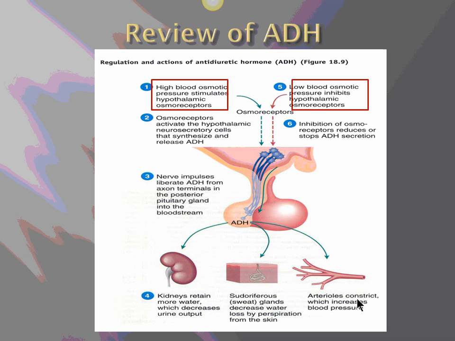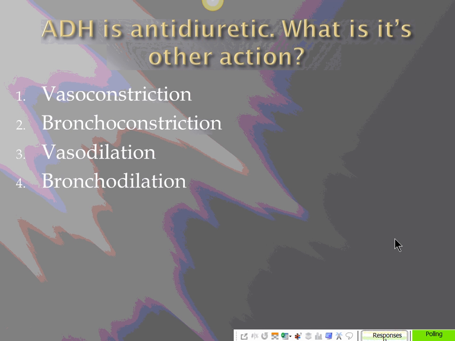Your blood vessels constrict, so blood pressure, which was raised, is brought back to normal. So you can see how ADH is acting. However, if your blood volume is adequate and your osmotic pressure is low, then ADH will not be secreted, and all of these actions will not occur, and you'll pass more urine. So let's look at some other actions and some situations when ADH is released or not. It's antidiuretic. So what is its other action?